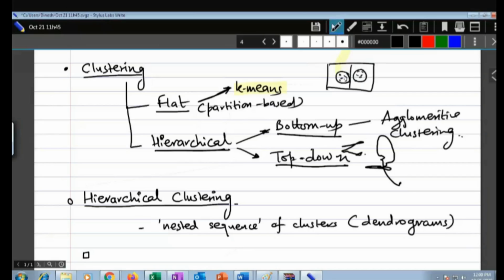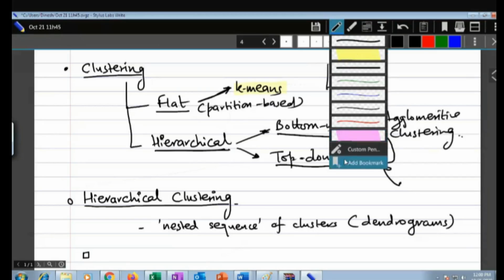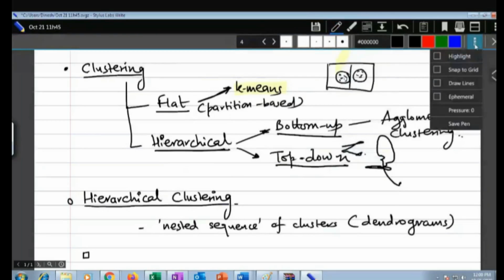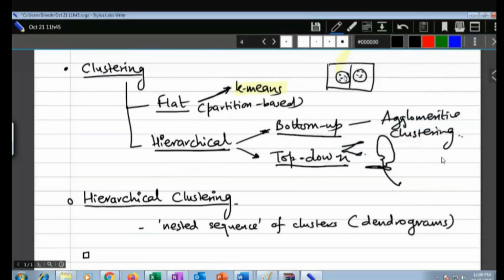In bottom up hierarchy, we have agglomerative clustering, where you start with each and every data point, and then ultimately you add those points together.